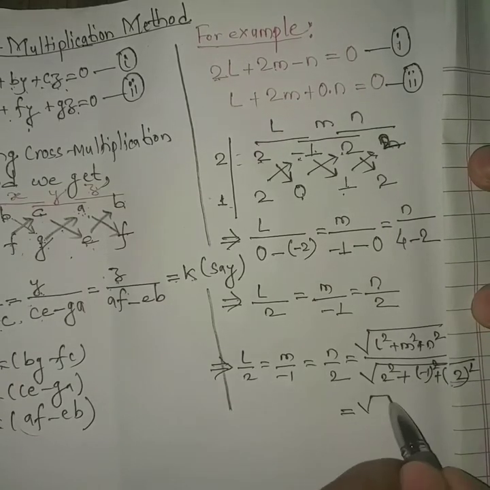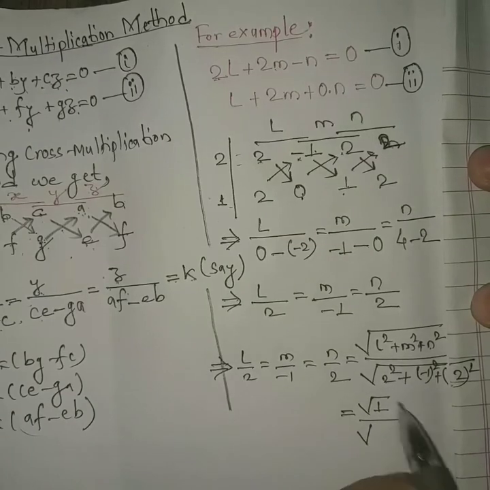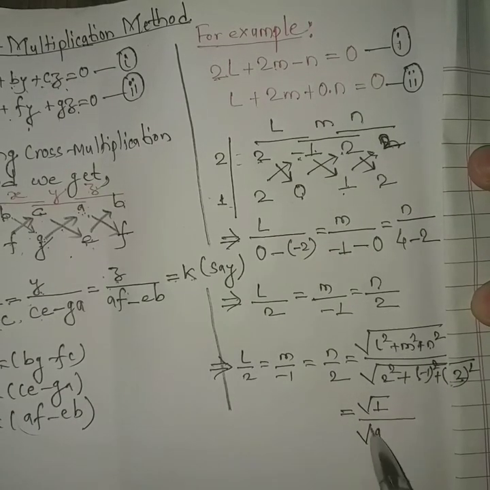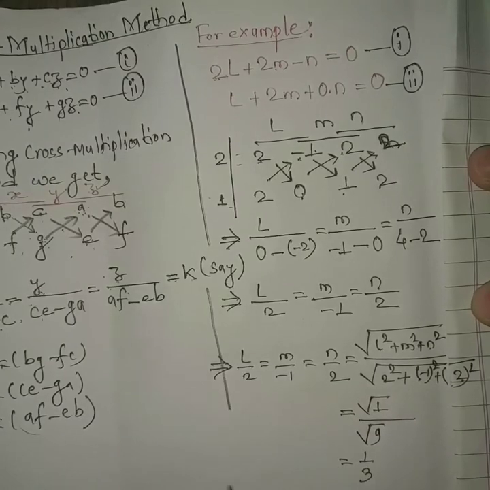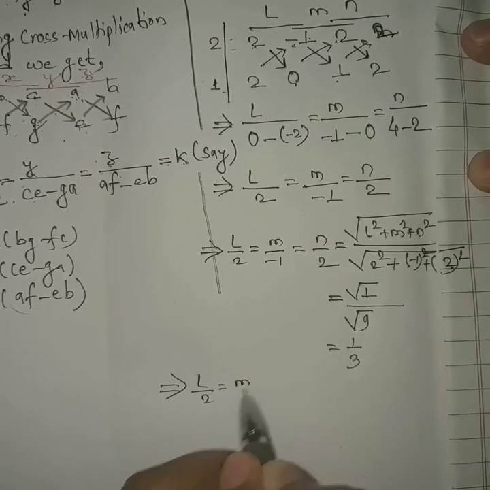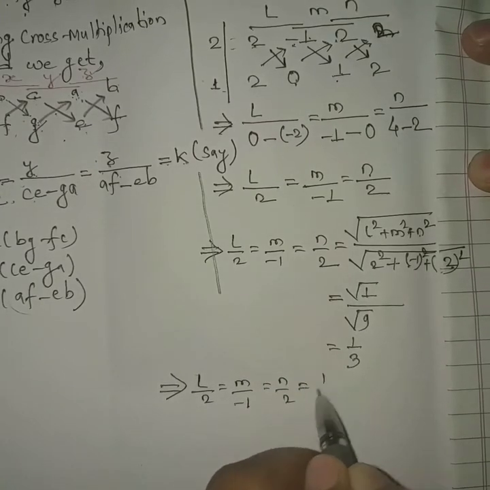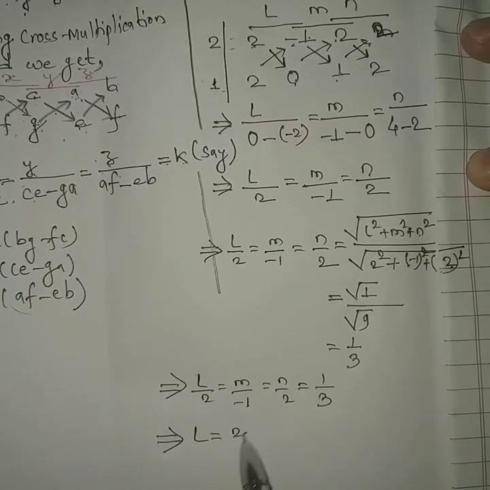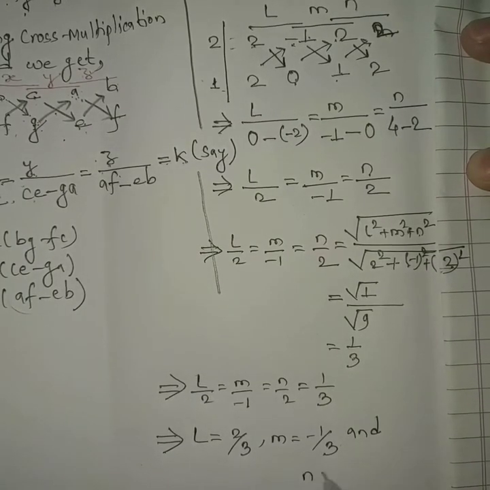So this ratio becomes, what is l squared plus m squared plus n squared? We have already written this as 1. So square root of 1 over square root of 4 plus 1 plus 4, that is 9. The square root of 9 means 1 over 3. So this finally implies l upon 2 equals m upon minus 1 equals n upon 2 equals 1 upon 3. Equating these ratios, we get the value of l as 2 over 3, m equals minus 1 over 3, and n equals 2 over 3.